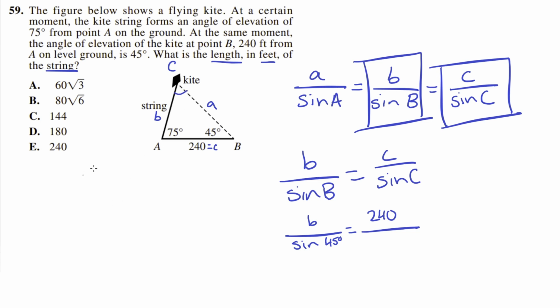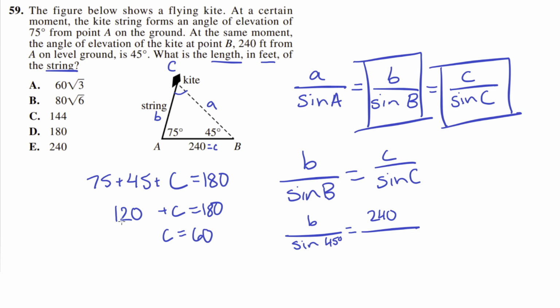Now we know that all of the angles in a triangle add up to 180 degrees. So that means 75 plus 45 plus the measure of angle C has to equal 180 degrees. So 75 plus 45, that's equal to 120, plus C equals 180. So that means C has to equal 60 degrees, because 120 plus 60 equals 180. So this angle here is 60 degrees.